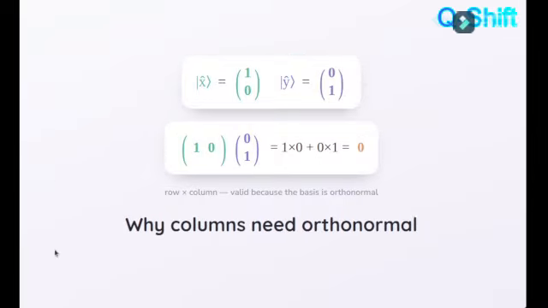Here's a subtle point. The neat row times column way of taking an inner product only works in an orthonormal basis. In the x hat, y hat basis, x hat is the column 1, 0, and y hat is 0, 1. Multiply them as a row by a column. 1 times 0 plus 0 times 1 equals 0. Orthogonal, exactly as expected. The math agrees.